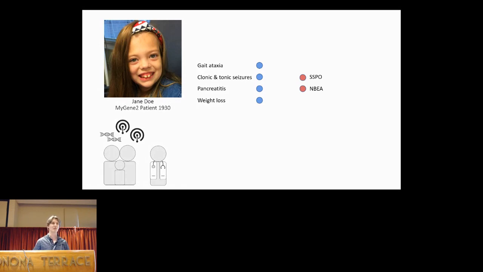Now, the curious thing about Jane's case is that if you look in resources like OMIM and Orphanet, there's actually no connections between these genes and any of these phenotypes. So Jane has what we call a rare and undiagnosed disease. Now, paradoxically, rare diseases as a whole are not that rare. It's estimated that somewhere between 25 and 30 million Americans suffer from a rare disease. That's about 1 in 10 people.